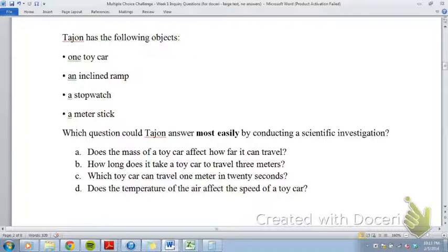All right, next problem. Someone make sure you're reading it out loud and then decide on your answer. This one's tricky.